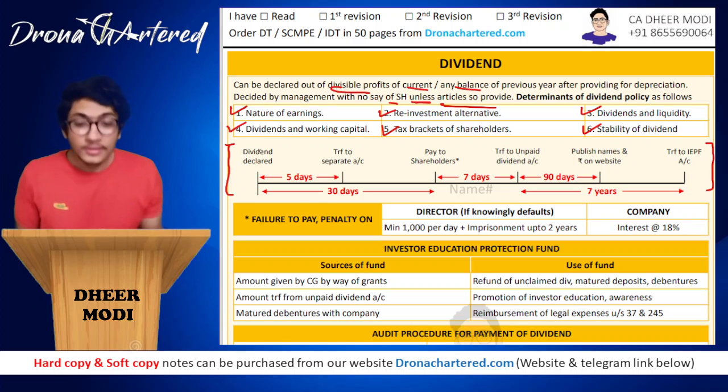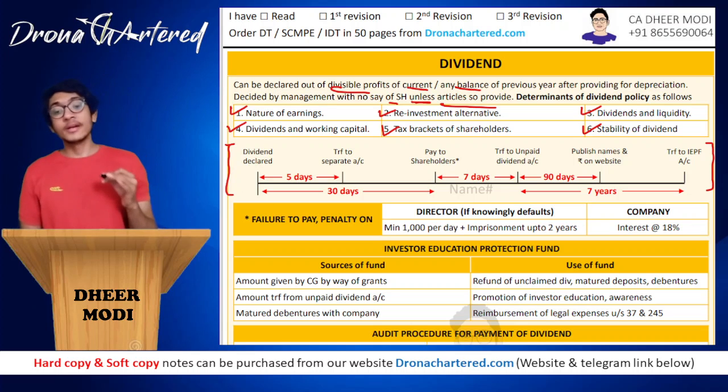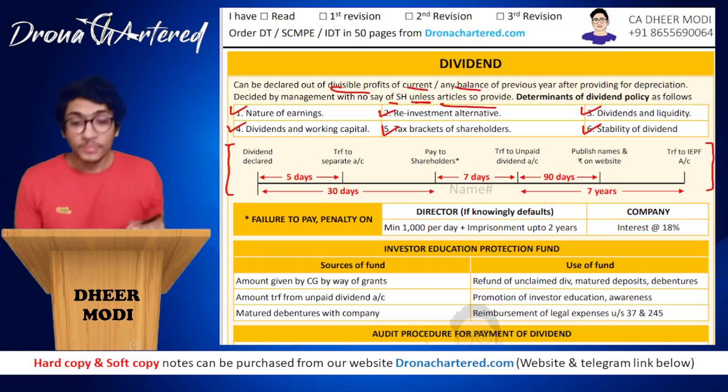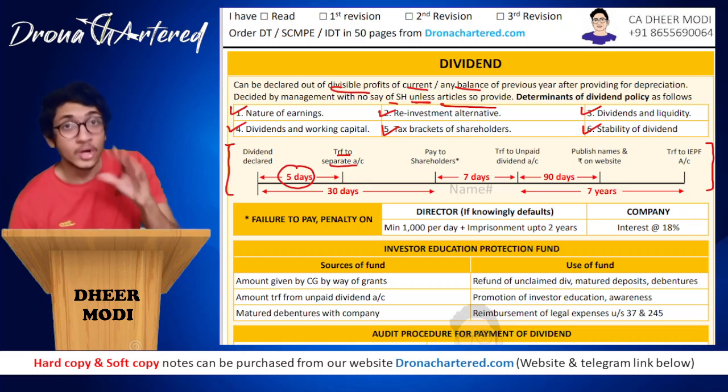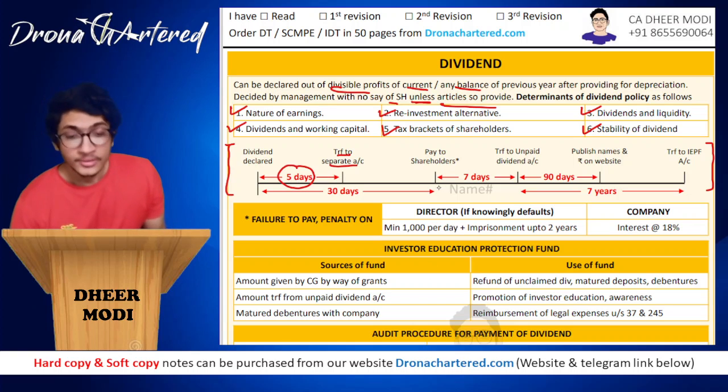So what happens is, any dividend has been declared. From the date of this declaration, the company shall within 5 days transfer it to a separate account. Since they have already declared the dividend, they have to transfer how much amount they have declared to a separate account. And within 30 days of dividend declaration, it should be paid to my shareholders.